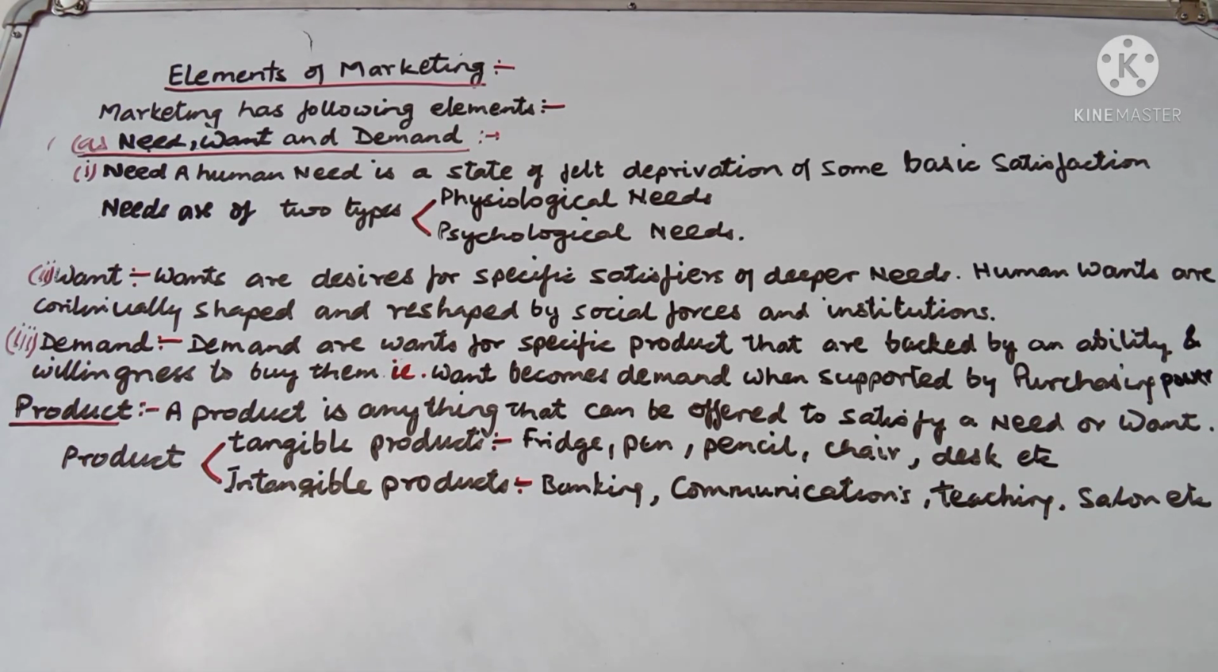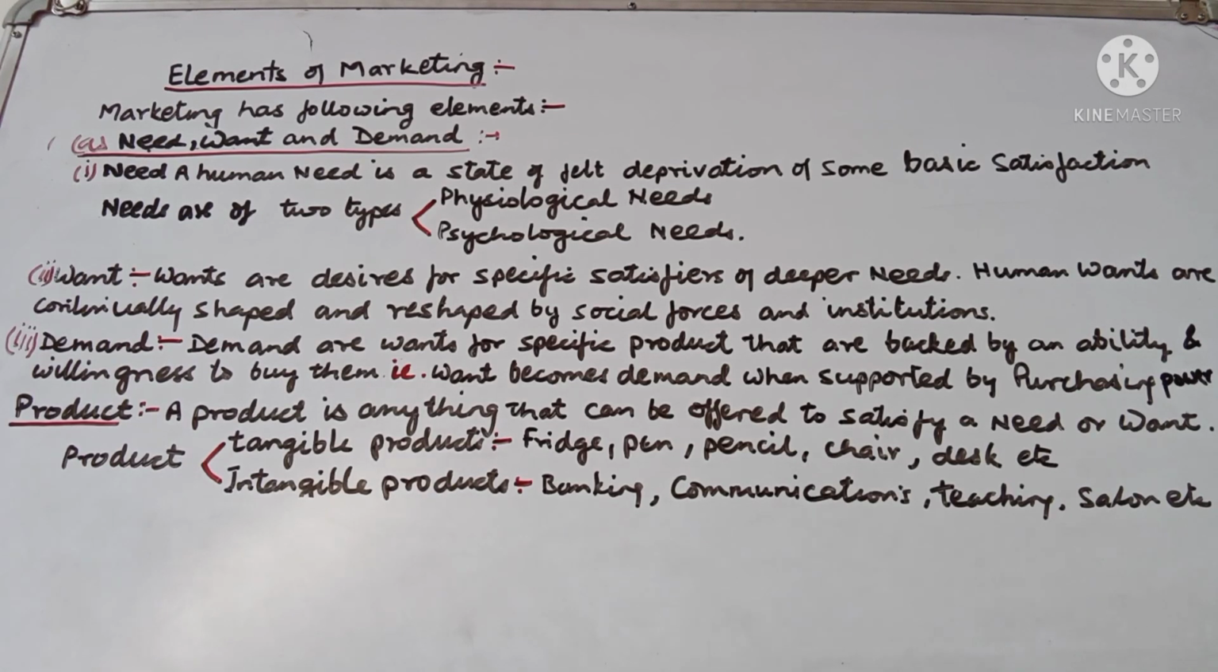Biological needs are what the body tells us, for example, thirst, hunger, food, shelter. These are called physiological needs or the basic needs. Another important term is want. Now, wants are desires for specific satisfiers of deeper needs. Human wants are continually shaped and reshaped by social forces and institutions, meaning thereby, for a particular need. For example, if I talk about thirst, now thirst is a type of physiological need, a type of need.